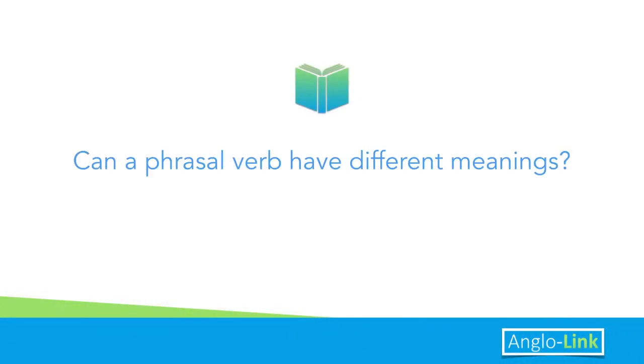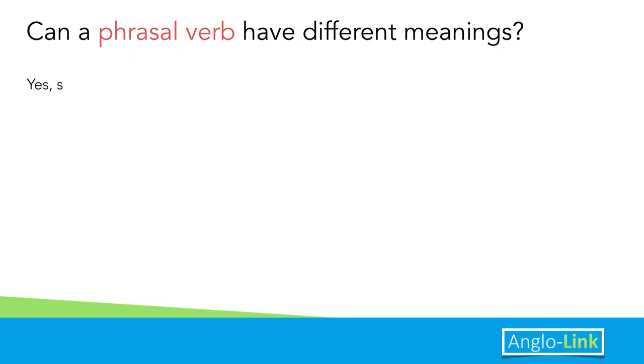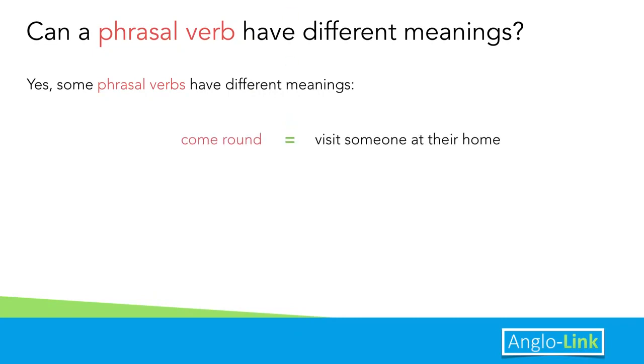Now let's see if a phrasal verb can have different meanings. Indeed, some phrasal verbs have different meanings. We saw the verb come round, which meant visit someone at their home. But come round can also mean regain consciousness. That makes the context really important to understand these verbs.